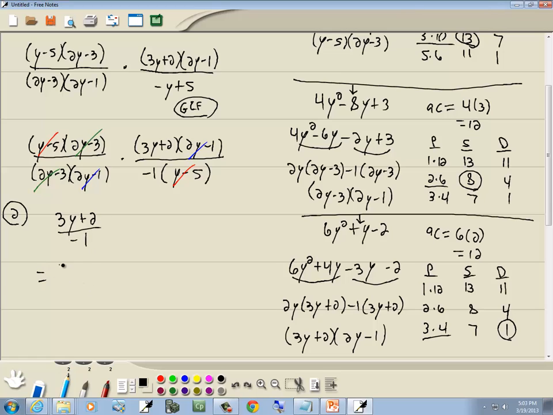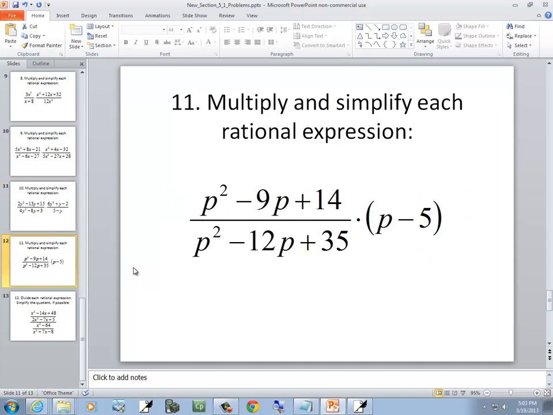Now we can split this up. Put the 3y over negative 1 and 2 over negative 1. And we end up with negative 3y minus 2. And that's our answer. There's no need to do step 3 because there's really nothing left after we do all our canceling. One more of those, then we'll look at division.